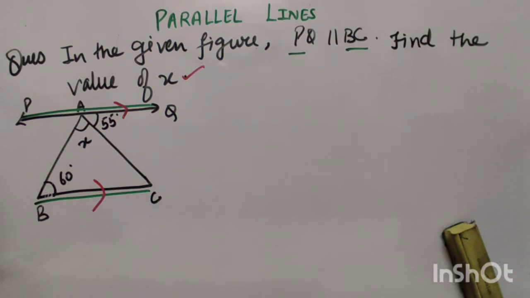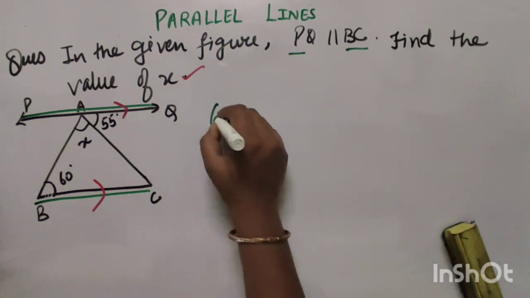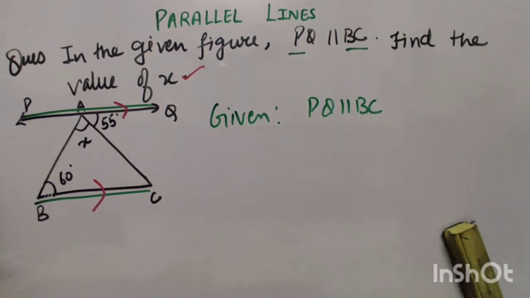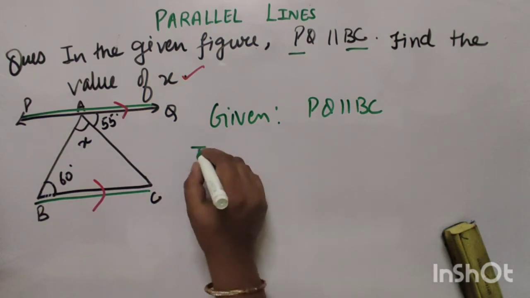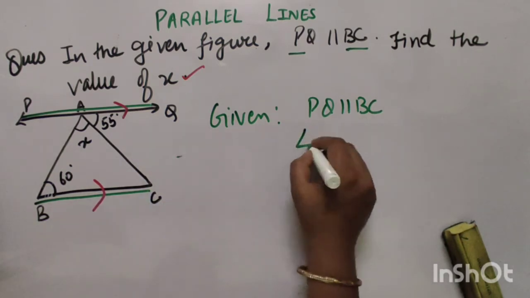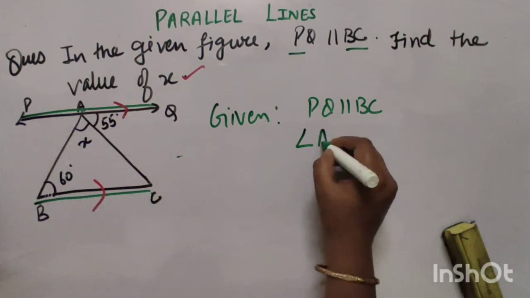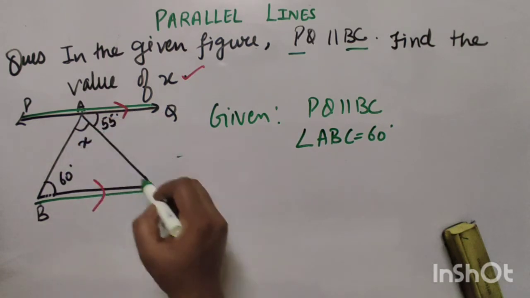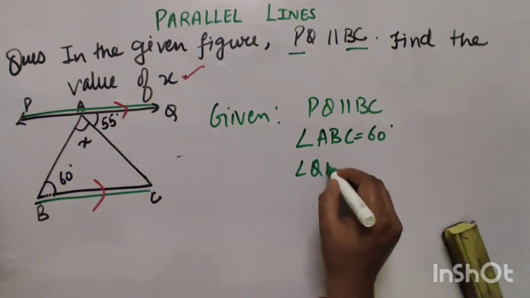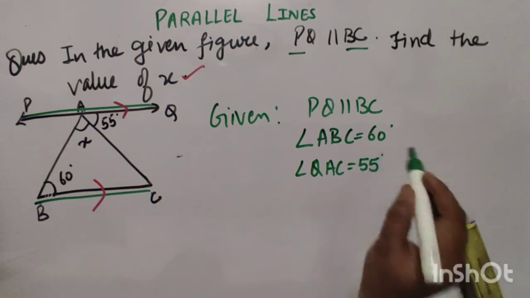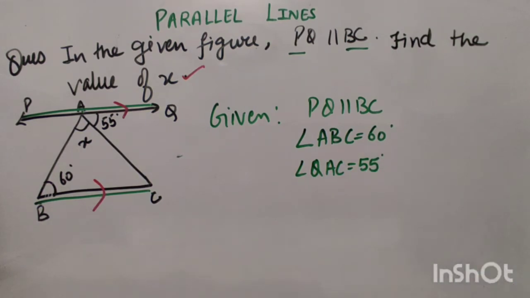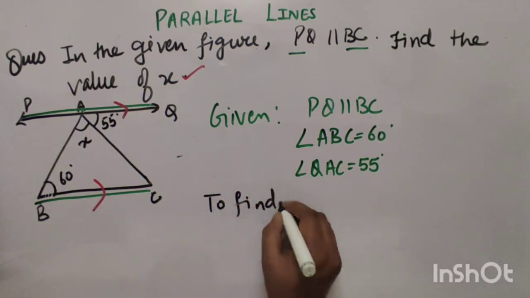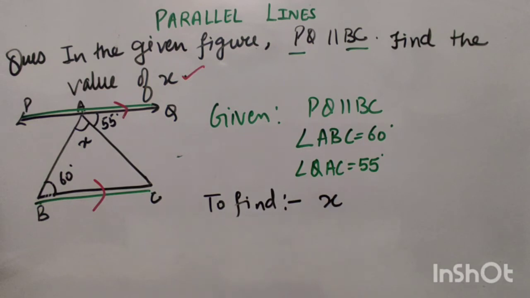So let us write what is given to us first. PQ is parallel to BC, right? And one more thing is given to us: angle ABC equals 60 degrees and angle QAC is given as 55 degrees. Another thing we are going to write here is what we need to find: the value of X, right?